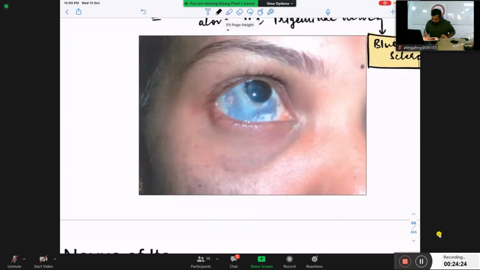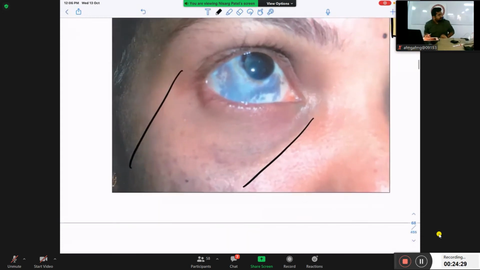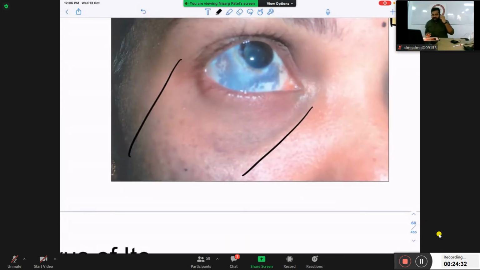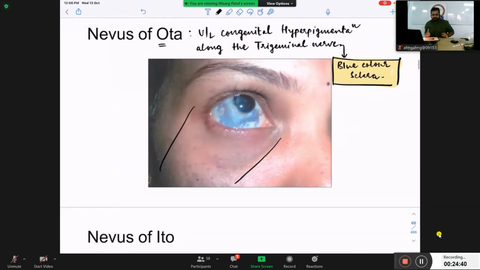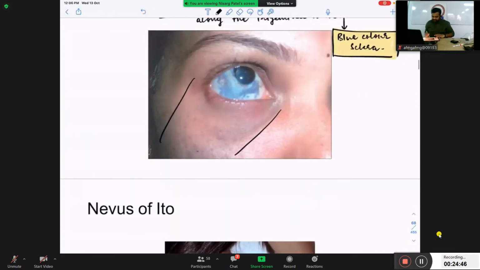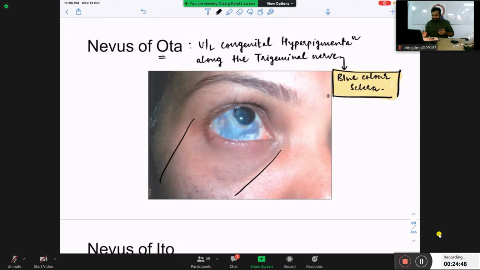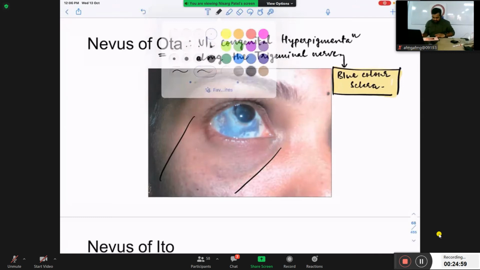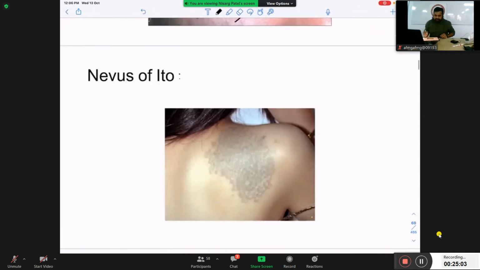If you can appreciate here also, there is a hyperpigmentation on this area. So the patient is having hyperpigmentation of skin along with the eye also. So it is a nevus of Ota. Congenitally, on a nervous tissue, there is a hyperpigmentation. Now, if they ask what is the treatment, nowadays we have laser treatment. We will remove melanocytes with the use of the laser. They don't ask the treatment, but it can be treated with laser.